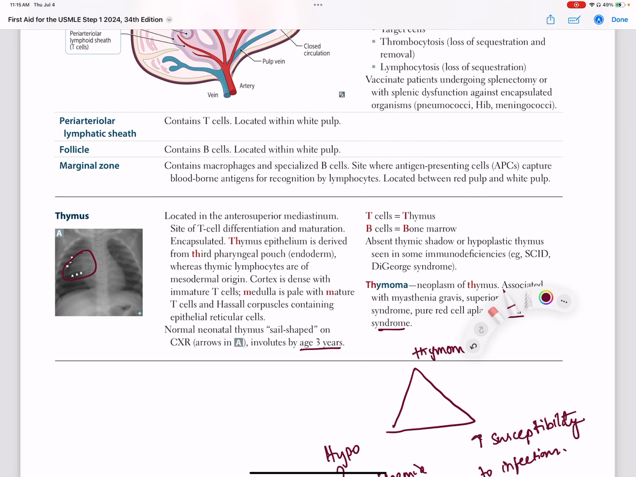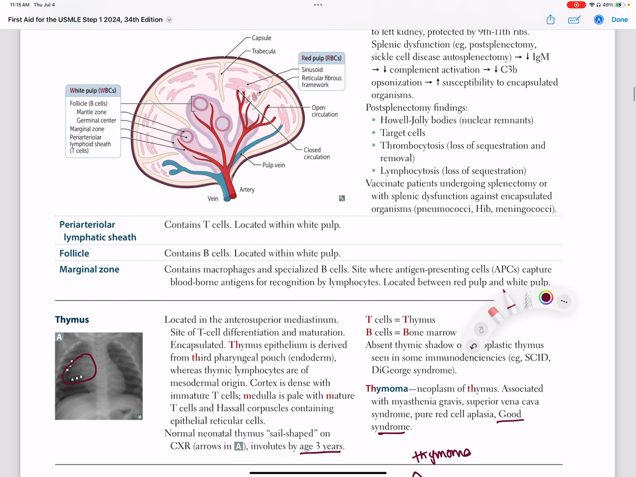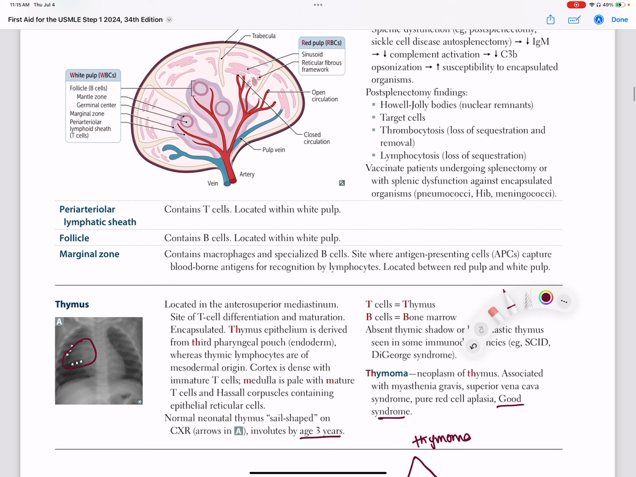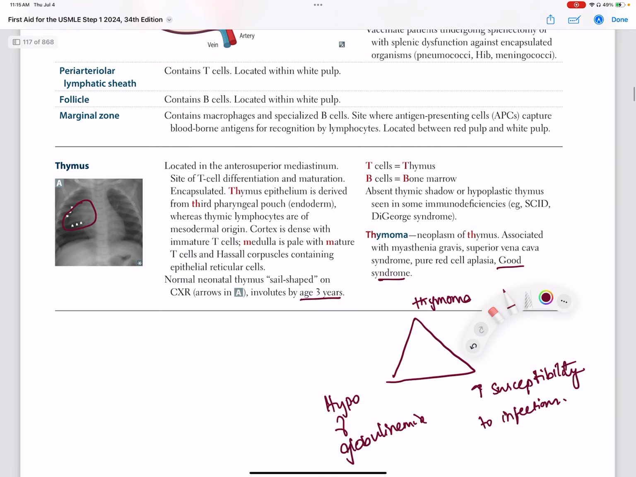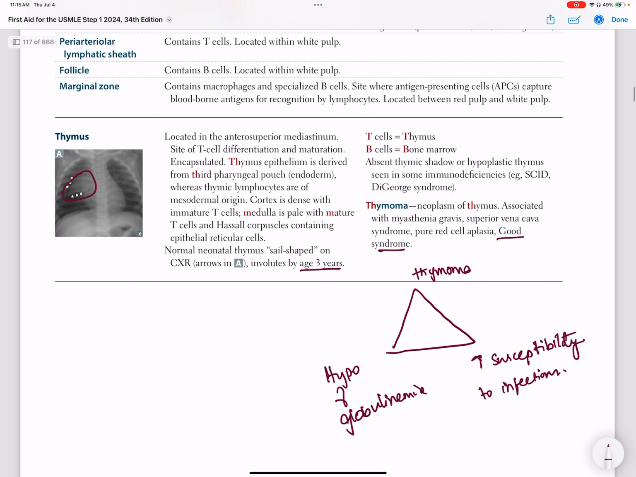Periarteriolar lymphatic sheath contains T cells located within the white pulp. Follicle contains the B cells located within the white pulp. Both T and B cells are in the white pulp. So red pulp has RBCs. Then we have the marginal zone, which contains macrophages, specialized B cells, and antigen presenting cells, APCs, which capture blood-borne antigens for recognition by the lymphocytes. It is located between red pulp and white pulp.